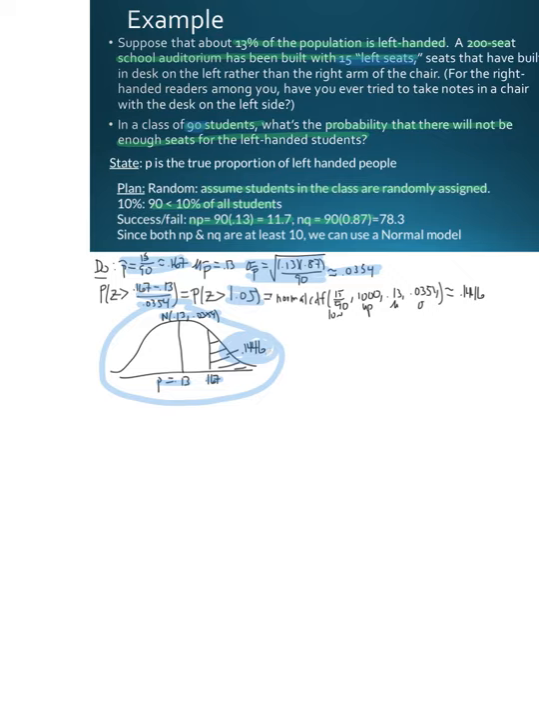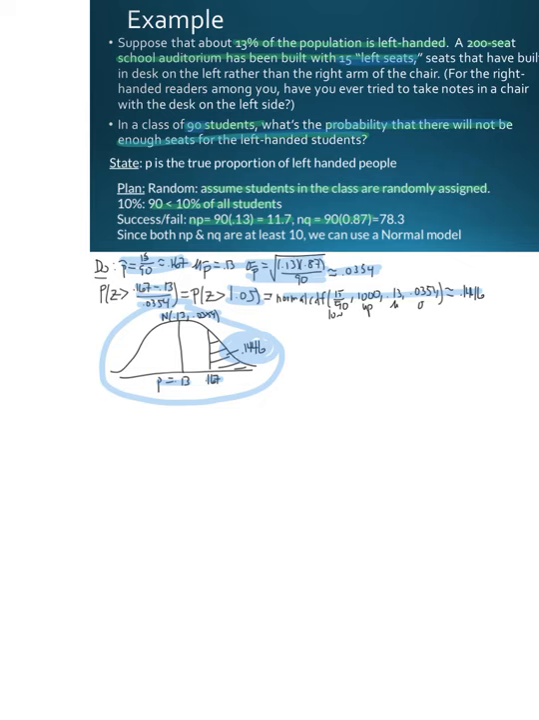And remember, the reason why we shade to the right is because the question says, what is the probability that there will not be enough seats for the left-handed students? That means we have more than 15 lefties in this class. Remember, you can do a normal CDF statement as well, but make sure you label the lower, the upper, the mu, and the standard deviation.